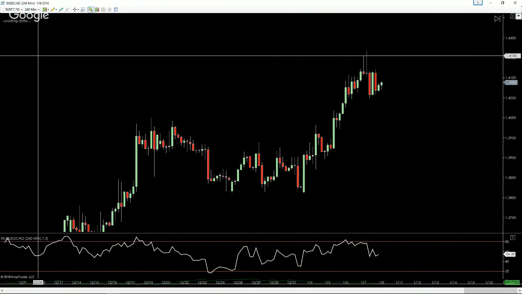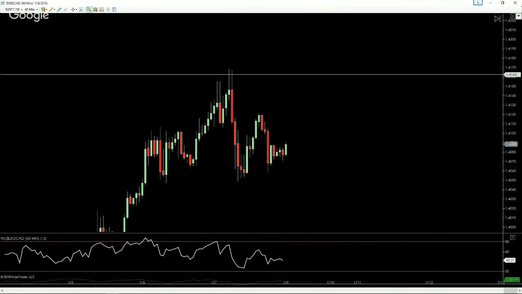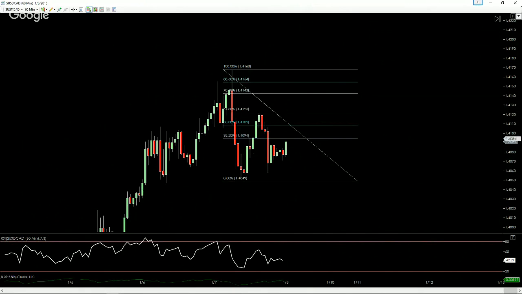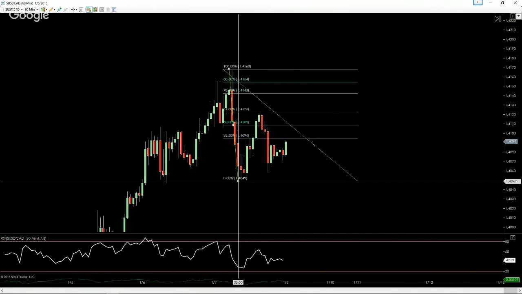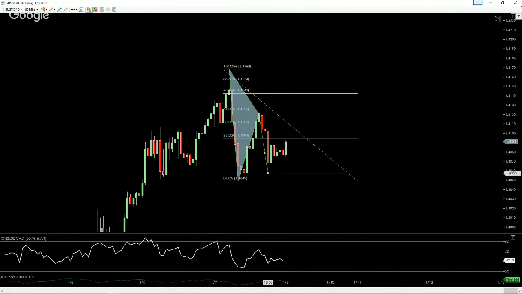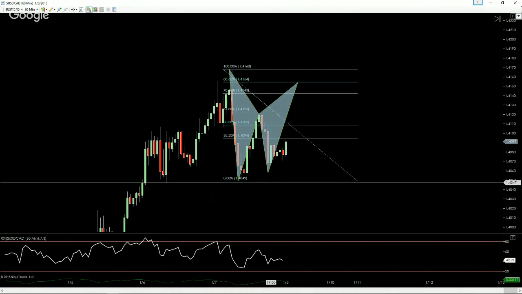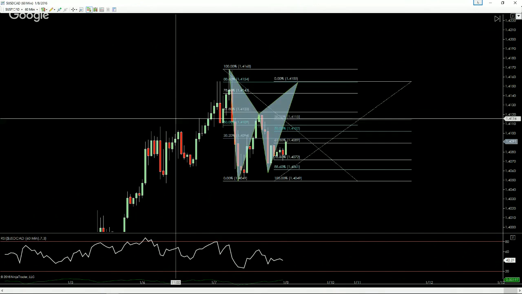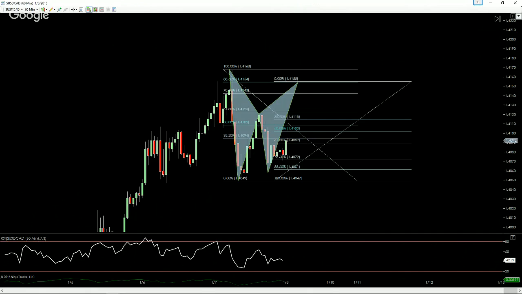So let's go back down to our 60 minute. I believe there is a bat pattern forming on the 60 minute. So if we put that here, to the 886, this is a bear Gartley pattern on a bullish trend. So we want to be careful when we're taking targets, especially if you're taking target twos. Initial targets are usually at the 382 and target twos around the 618 level.